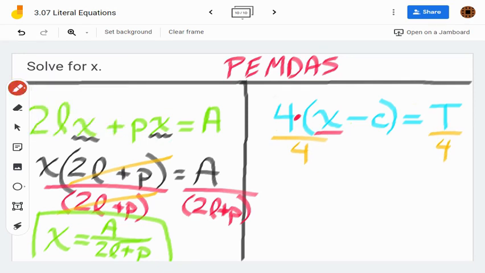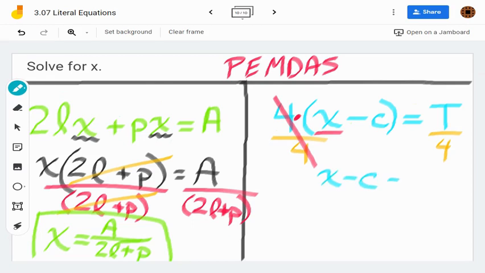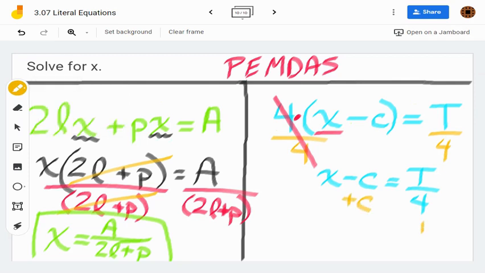So the 4's cancel, they undo. And then you're left with x minus c. Now, since there's nothing else, we don't need those parentheses anymore. It's just x minus c equals t over 4. And now there's just one more move to do, and that will be to add c, the inverse of subtracting c. And the c's cancel. And the way you write this will be x equals, and we have the t divided by 4 first, and then we can add c after all that.